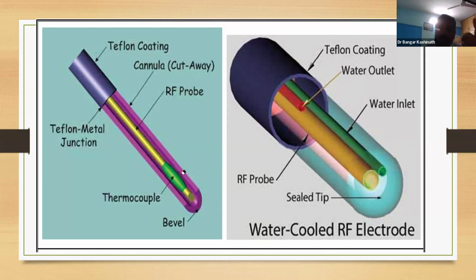But the voltage will not increase the temperature further, because water will dissipate the heat, as she correctly pointed out. So water will start flowing out more and more and more. Once the lesion size is achieved, that will be the end point. Here in conventional, once the temperature is reached, voltage does not increase.